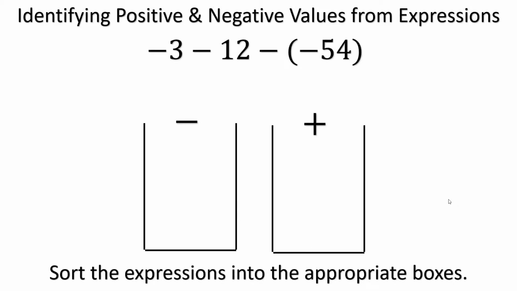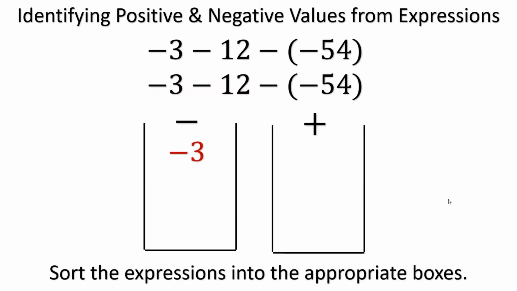So we have -3 minus 12 minus -54. The 3 is a negative, so it's going in the negatives box. Minus 12 is a negative, so it's going in the negatives box. And bam, bam, the opposite of -54 is a positive 54. So that's how you would accurately sort these.